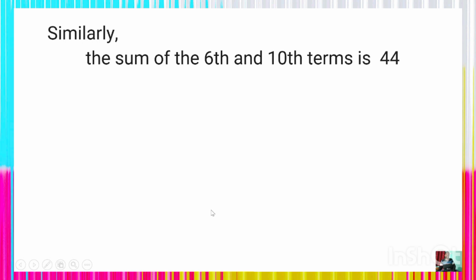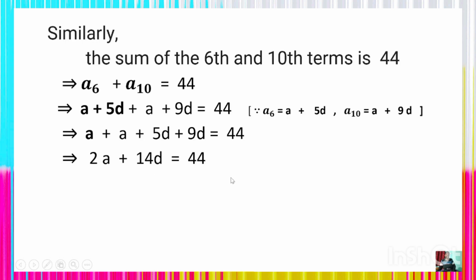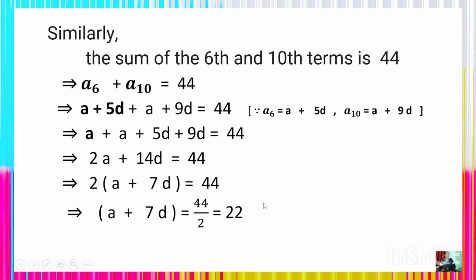Similarly, the sum of the 6th and 10th term of the AP is 44. It means 6th term plus 10th term is 44. A6 plus A10 is 44. In place of A6 we can write a plus 5d, and the 10th term A10 is equal to a plus 9d, which is 44. And you get a plus a, which is 2a, plus 5d plus 9d, which is 14d, equal to 44. Thus you get 2a plus 14d equals 44. After taking 2 as a common factor from the first and second terms, 2 whole into (a plus 7d) is 44. a plus 7d is equal to 44 upon 2, which is 22. Thus a plus 7d is equal to 22. Another equation we are getting.